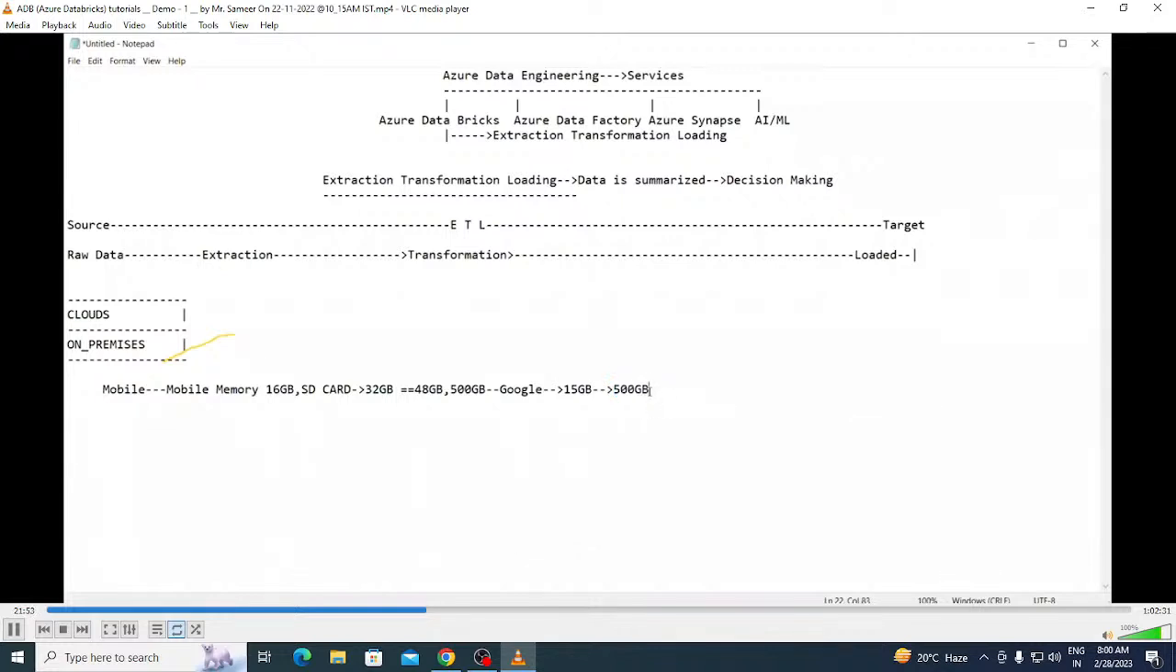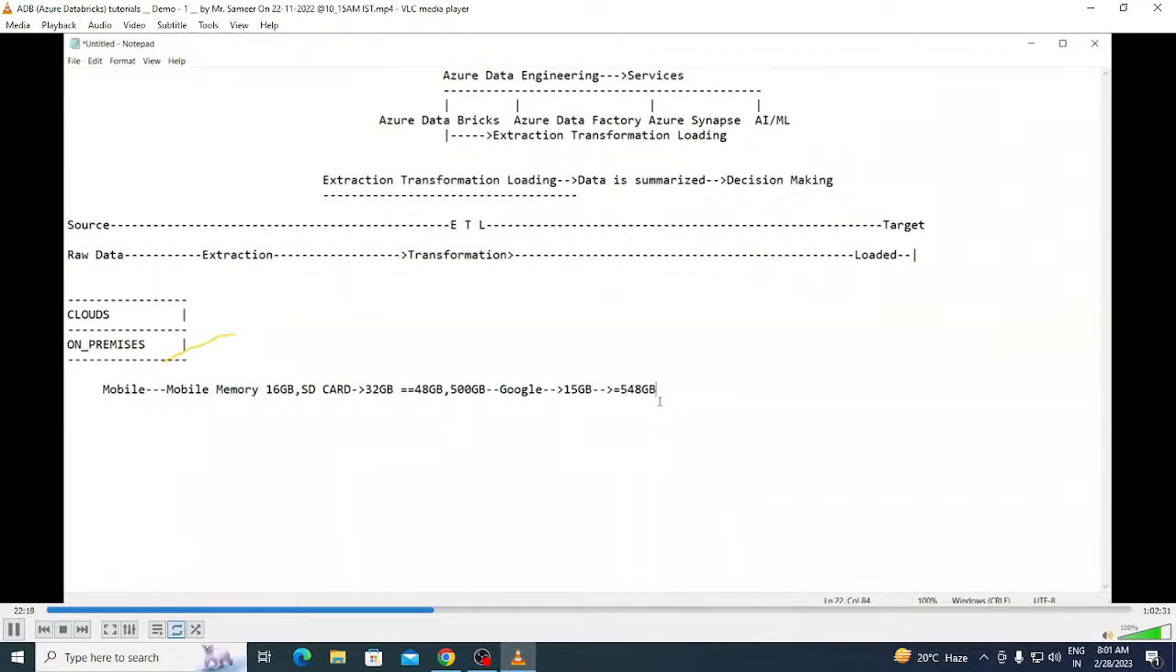Now, guys, I bought it. Everything is done now. What is the total amount of memory I have? 548 GB of memory. That means 48 GB in my mobile phone and 500 GB on my Google Drive.